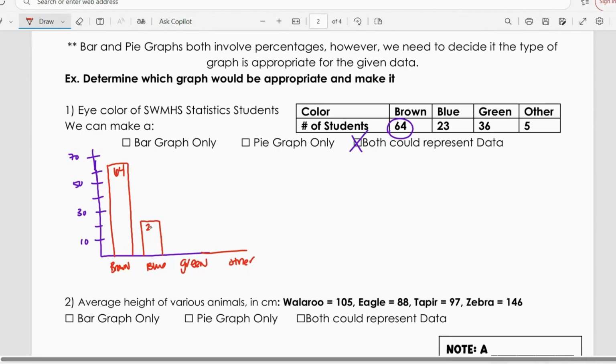so we can go ahead and put our numbers in here, because we don't really have a very accurate graph here. We're kind of just estimating where these numbers are. And then green is 36, and other is 5. So that would be your bar graph.